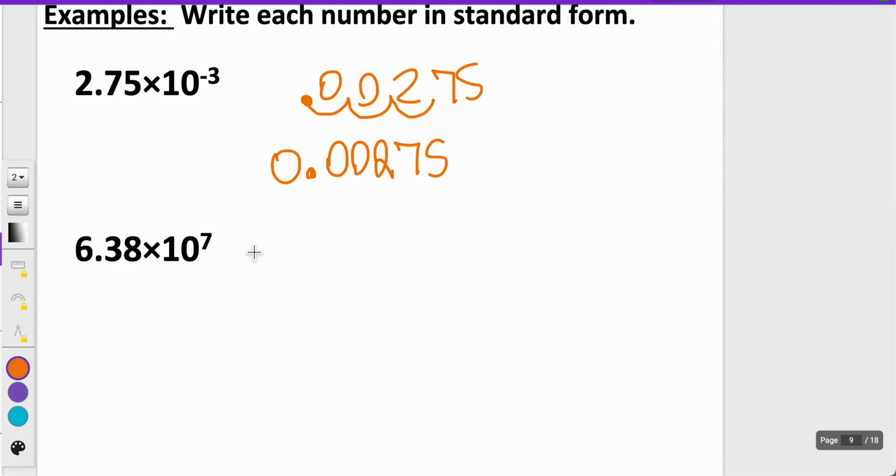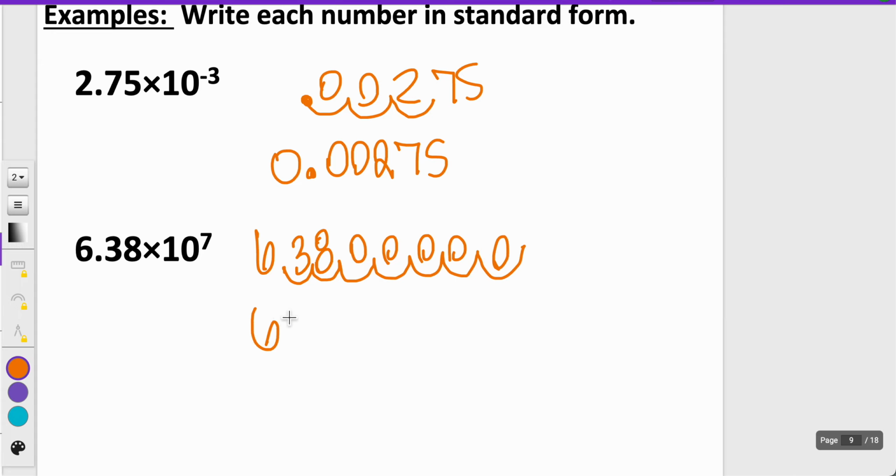And then 6.38 times 10 to the 7th, that's 6.38, and then I scoop over 7 times to the right. 1, 2, 3, 4, 5, 6, 7. Fill up my empty spaces with zeros and rewrite without the hoops. 638 with 1, 2, 3, 4, 5 zeros. So this number is 63,800,000.